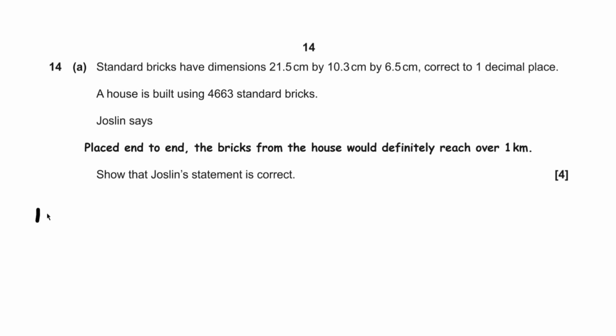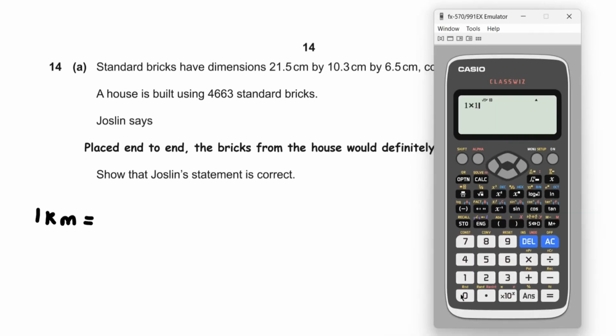Well, let's convert the 1 kilometer into centimeters. For me to do that, I've got the 1, and if I times this by 1,000, that converts it into meters. And then if I times this by 100 to convert it into centimeters, I end up with 100,000. So I've got 100,000 centimeters.